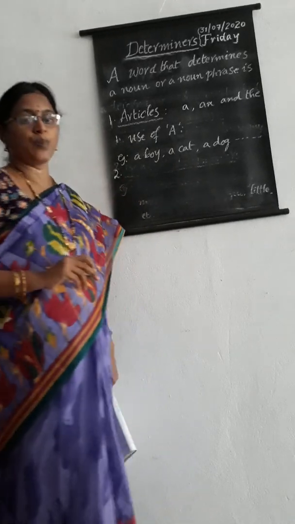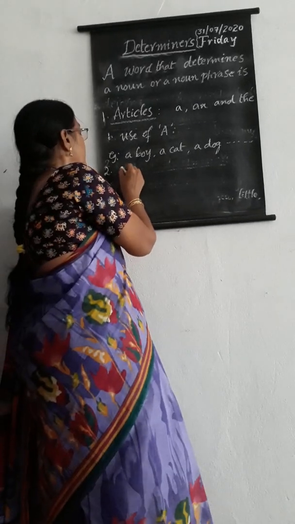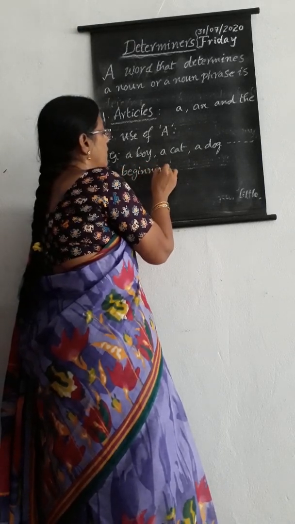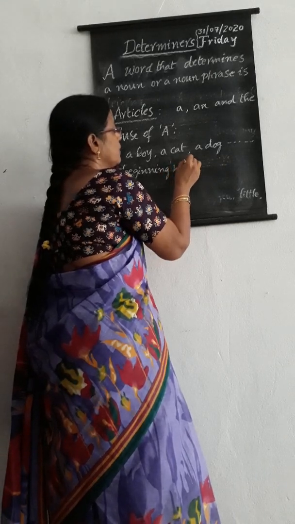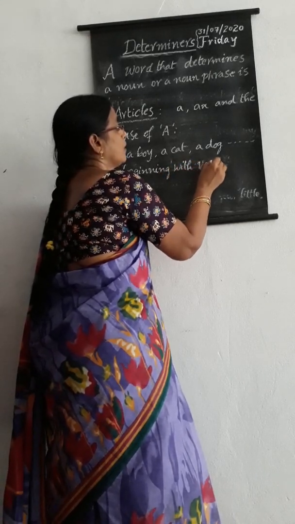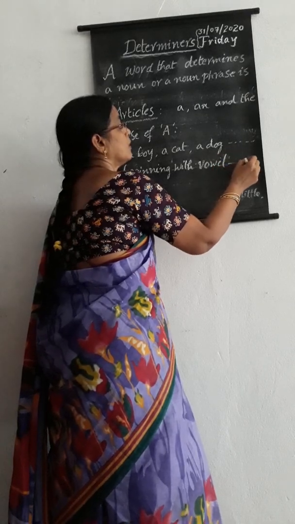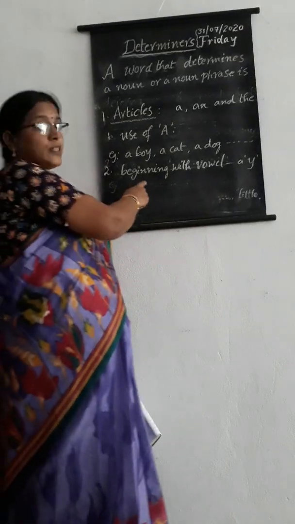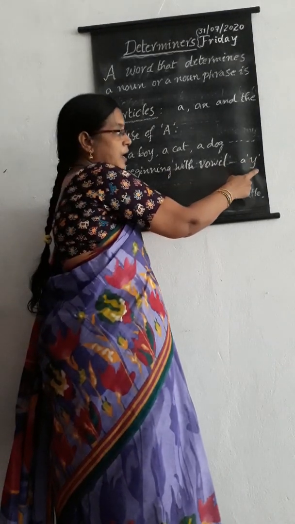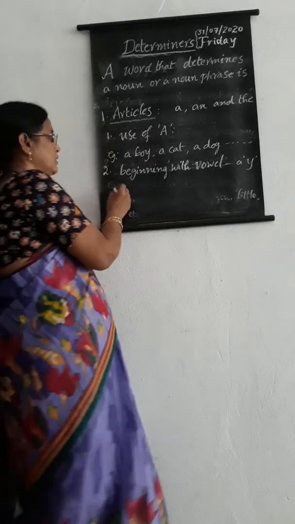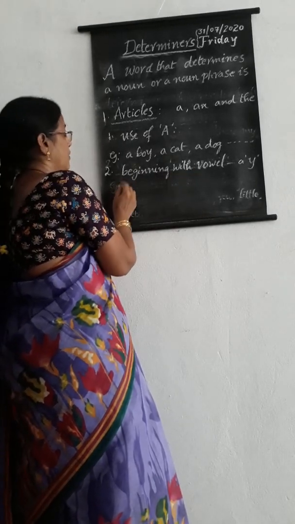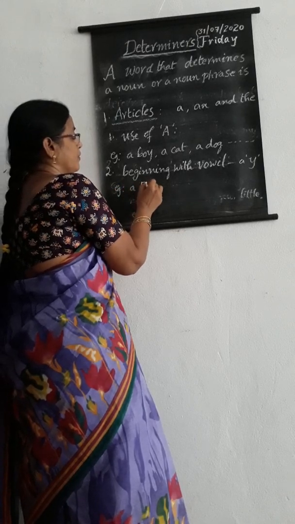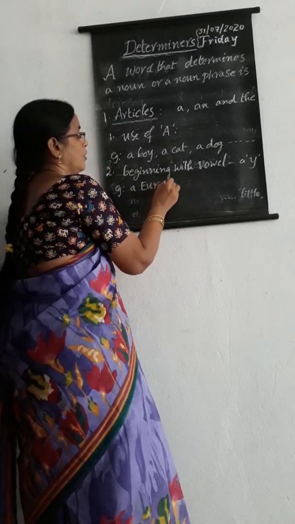Next, point number 2: a word beginning with a vowel, but it gives a Y sound. Example, see here, a word beginning with a vowel: a European.